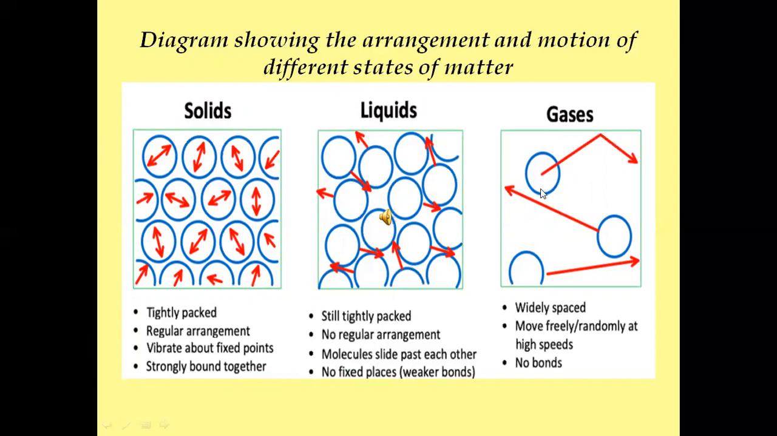Now gases. Look at the arrows of gases that represent the wide space between one molecule of gas and another one. The longer arrow here also represents the motion of particles of gas. Their motion is free and random in all directions, since they have high speed. The bond between each molecule and the other one is very weak.